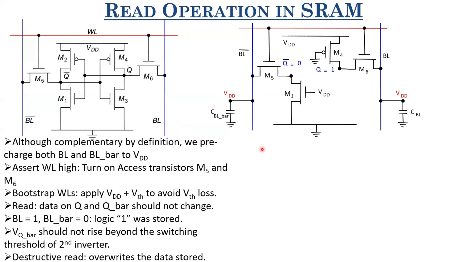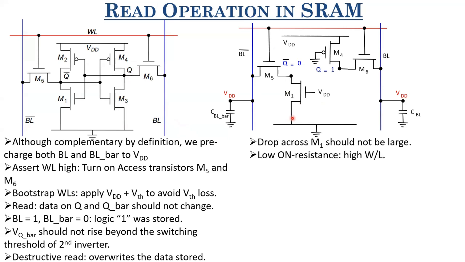Now, what essentially do we want? What exactly is this VQ bar? If you look at this circuit, VQ bar is nothing but the drop across this M1 transistor. So what we want inherently is that this drop should not be large. If we do not want a large drop across this transistor, we can design it with a low on resistance, or a high W by L ratio.